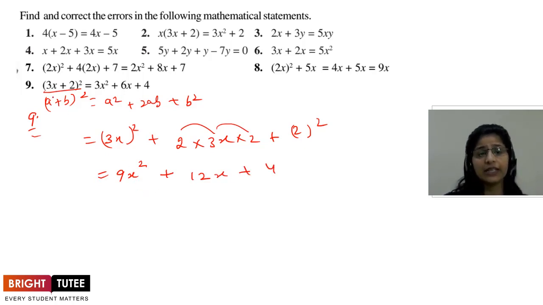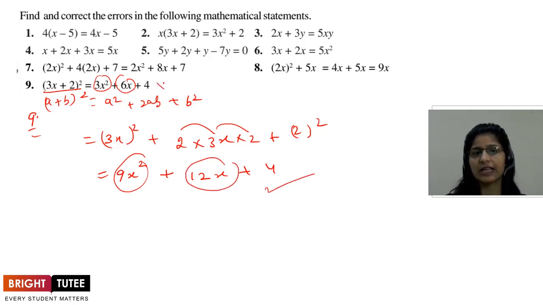So what do we see? We see that here we were given 3x square, instead of it should be 9x square, instead of 6x it should be 12x, and this is the correct statement, this is the incorrect statement that is given to us. Got it? So like this, now we are able to identify after doing so many questions that these silly mistakes, these small mistakes should not be done.